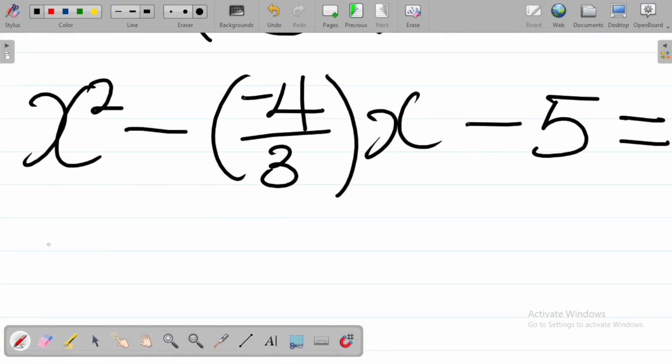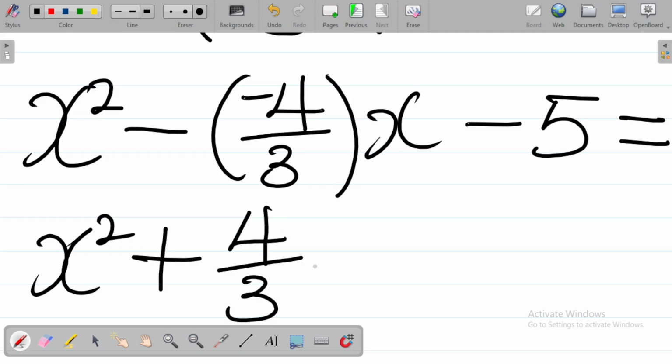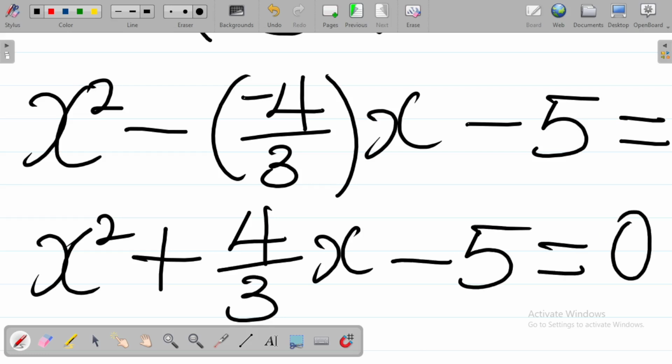So here we have x squared, minus multiplies minus is plus. So we have 4 all over 3x and then minus 5 equal to 0. You can choose to leave your answer in this format, but then let's continue.